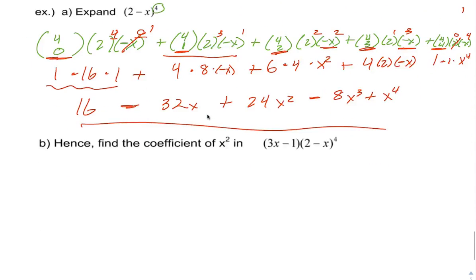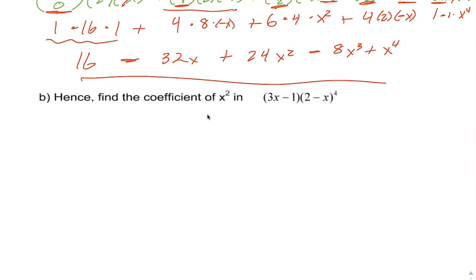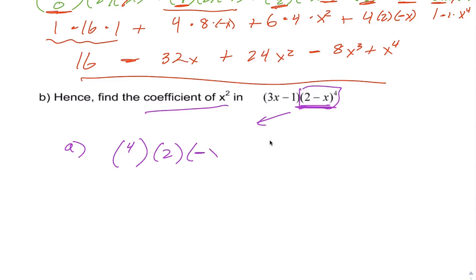Let's move on to the next one. I'm actually going to do this one in 2 parts. So I want to hence find the coefficient of x squared. So ignore the stuff we just did. Pretend I was asking just how do you find the x squared term in this guy? Well, I'm going to do that part first. To find x squared in there, I would go, okay, start with 4. My first term is 2. My second term is negative x.